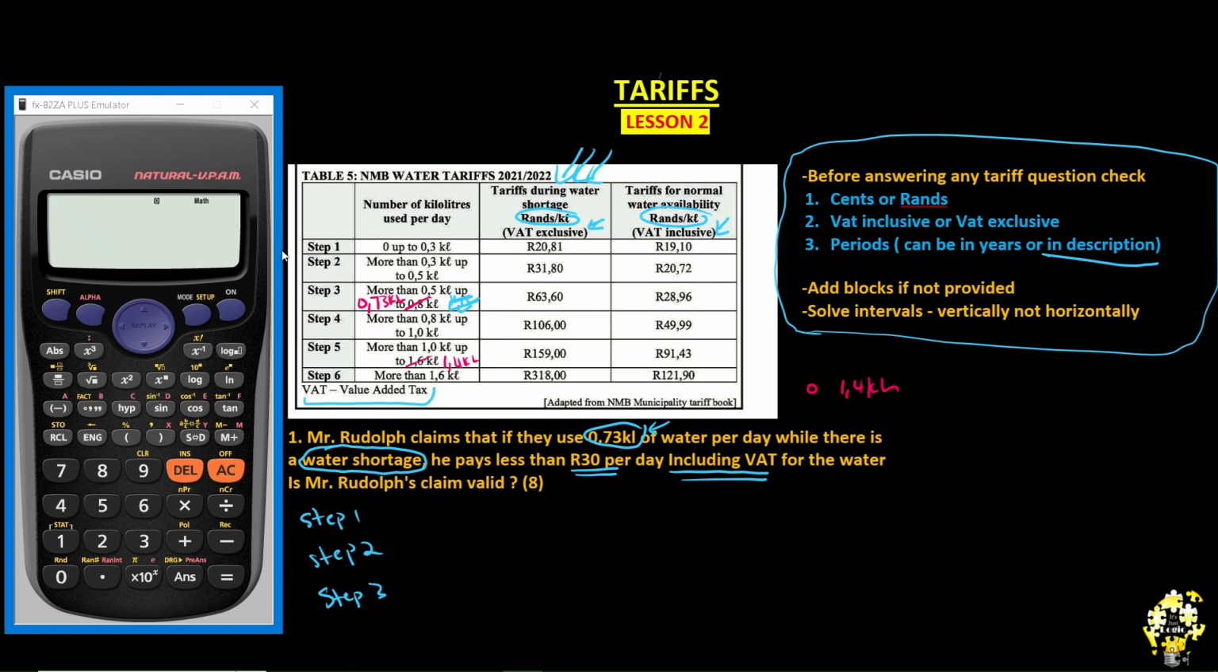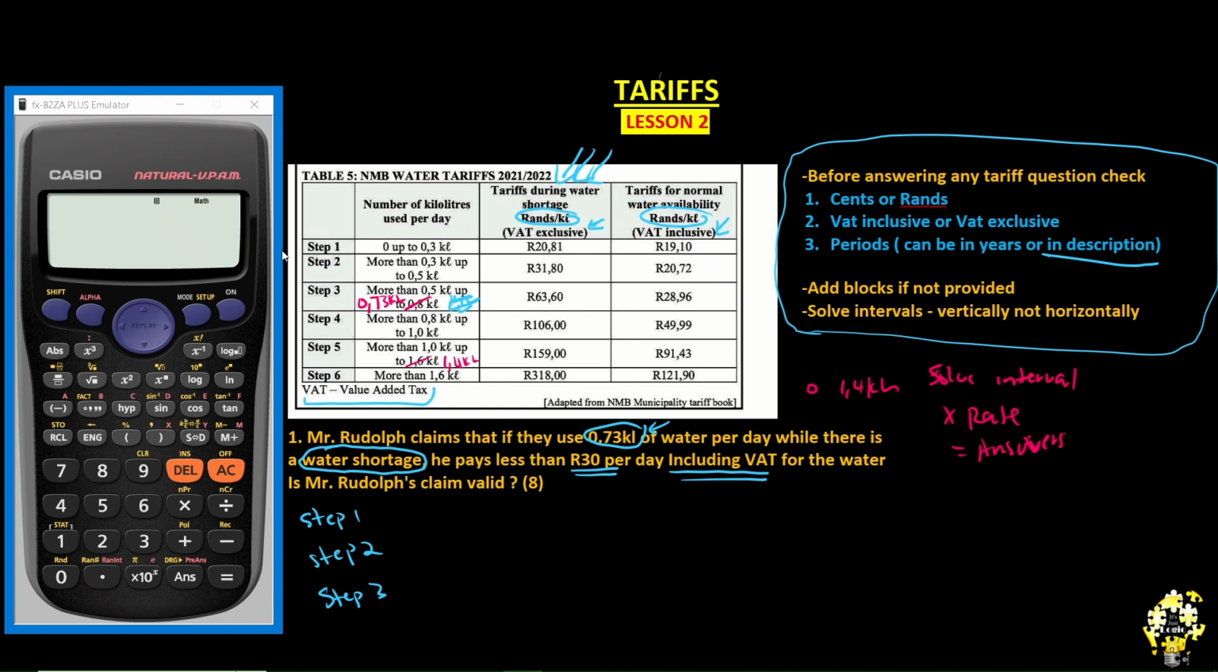So, we are still here. Step number 3. This is where we're going to end. So now, again, remember, solve the interval, and then multiply by the rate, and then get us the answer. This is the answers. Yes, so let's start then.